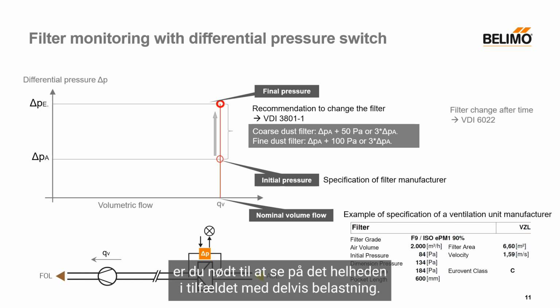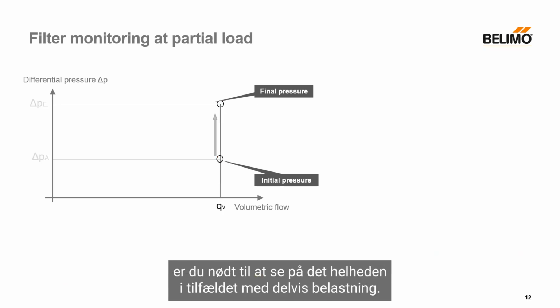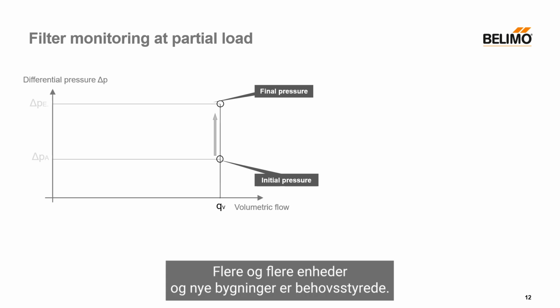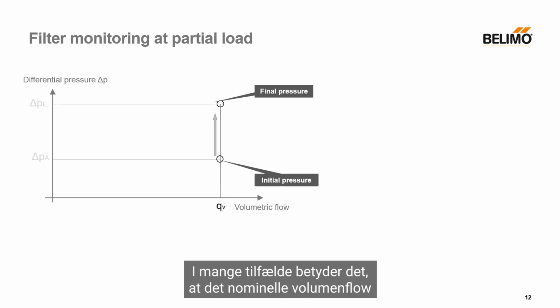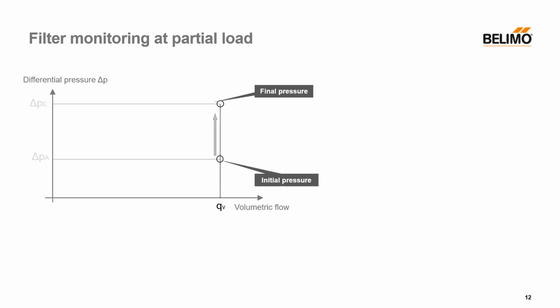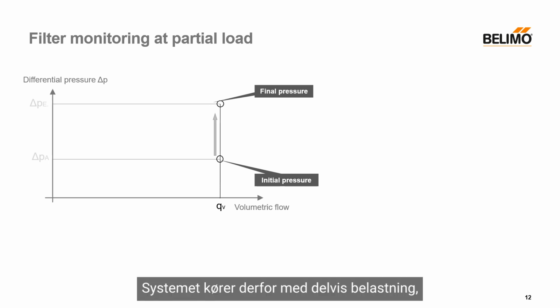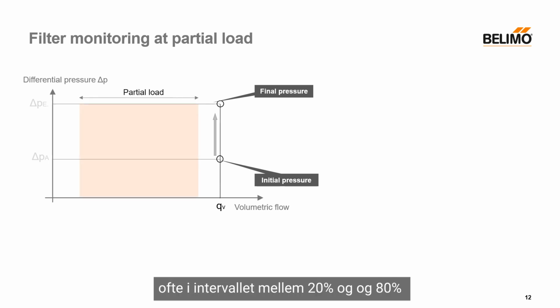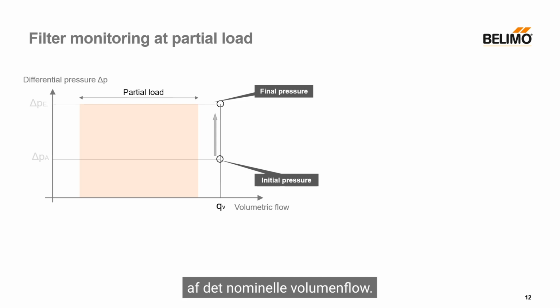To do this, you have to look at the whole thing in the partial load case. More and more devices in new buildings are demand controlled. In many cases, this means that the nominal volume flow is rarely or never reached. The system therefore runs at partial load, often in the range between 20% and 80% of the nominal volume flow.